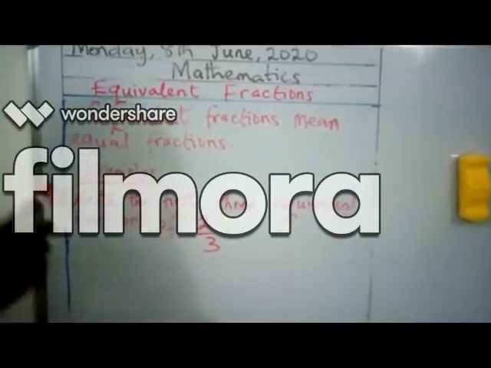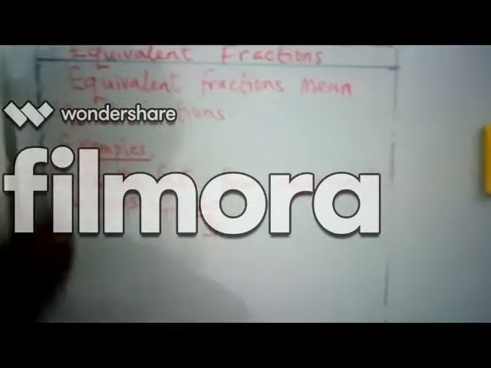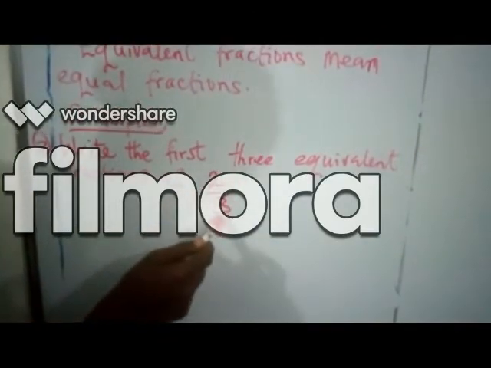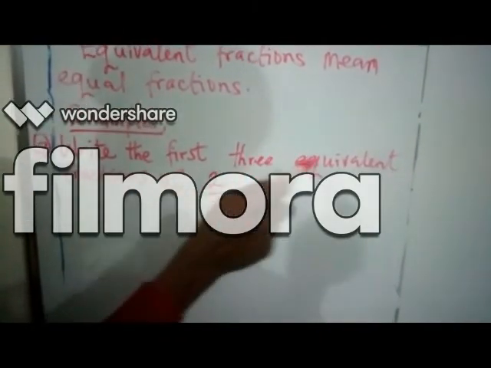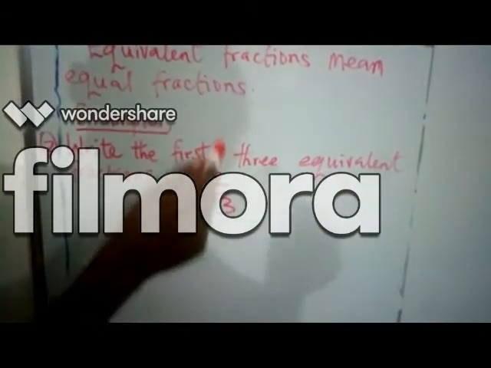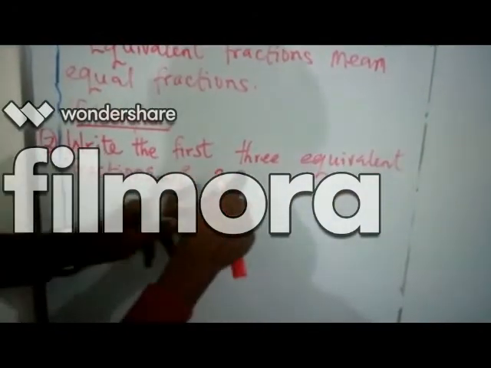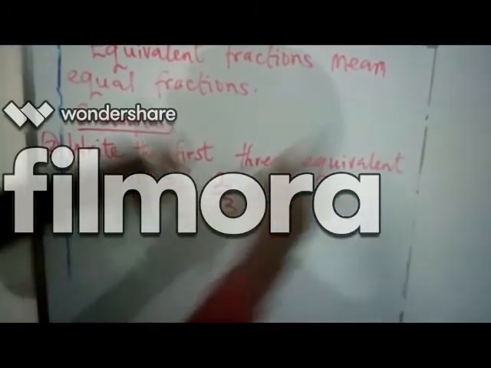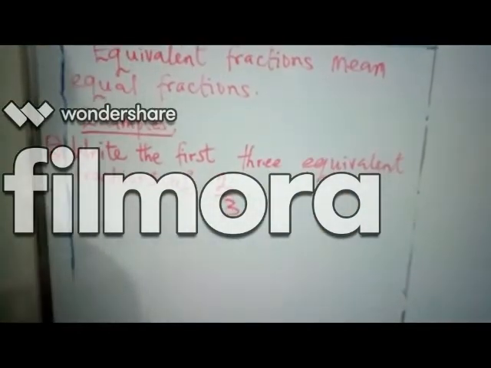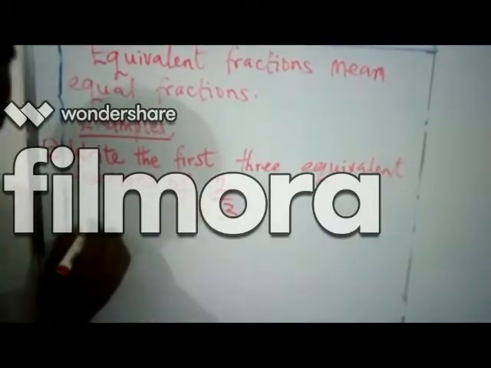Okay. The second example says write the first 3 equivalent fractions of 2 over 3. Please take note of this. The first 3 equivalent fraction of 2 over 3. Definitely these are first fractions. So we are going to look for the other 3 fractions. So you write out your first fraction, that's what?